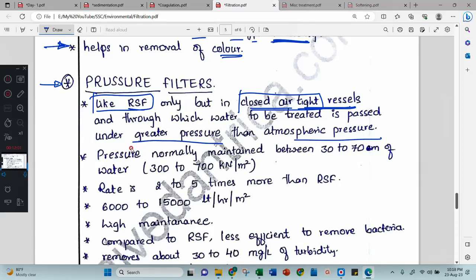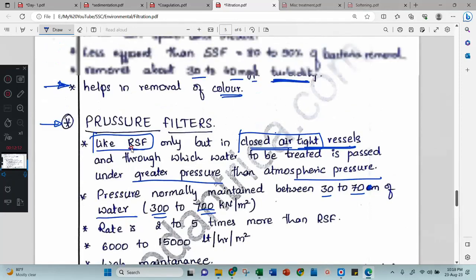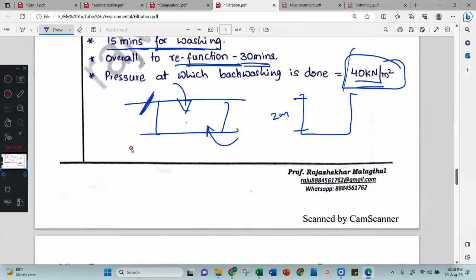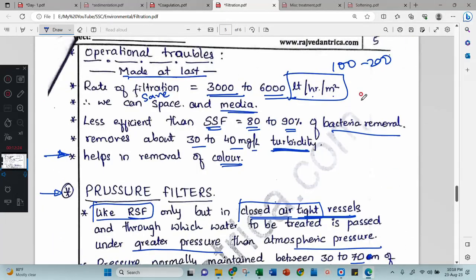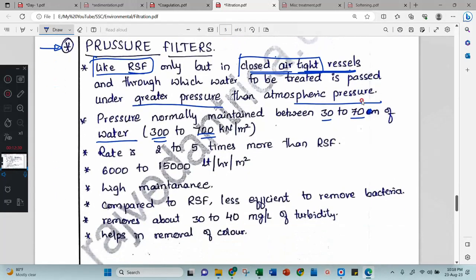Then pressure is normally maintained between 30 to 70 meter of water. 30 to 70 meter of water means 300 to 700 kilonewton per meter square. In rapid sand filter we have only 40 kilonewton per meter square, in backwashing, right? But here how much is it? 300 to 700 kilonewton per meter square, that much pressure we are using. The rate is 2 to 5 times more than the rapid sand filter. Okay, we can compare this pressure with atmospheric pressure.